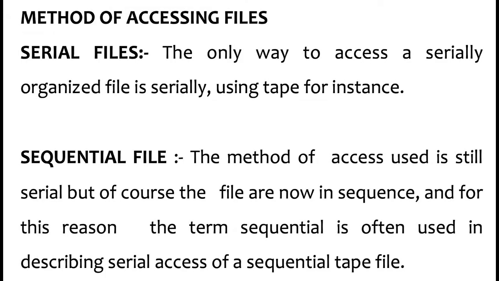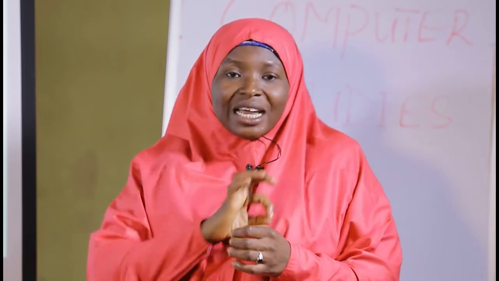We have the sequential file. The method of access used is still serial, but of course the files are now in sequence. And for this reason, the term sequential is often used in describing serial access of a sequential tape file, because the tape is in track, and it is being accessed serially.